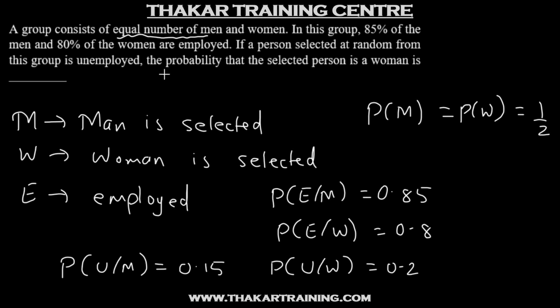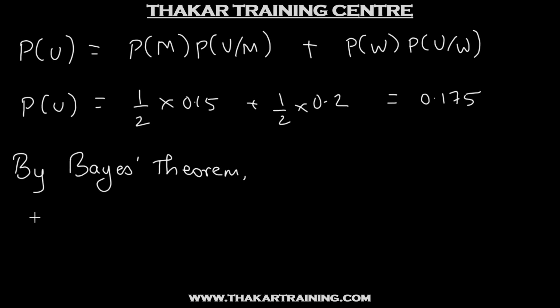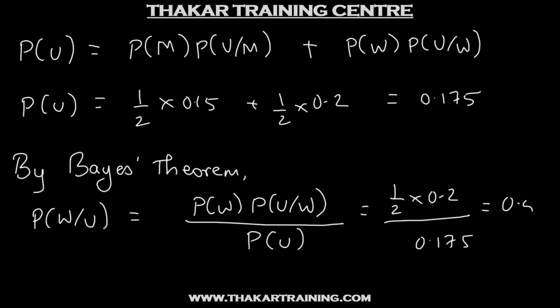Now we need to find out that given that the person is unemployed, what is the probability that the selected person is a woman. So we'll now apply Bayes' theorem. The probability that the selected unemployed person is a woman is the probability that a woman is selected and the selected woman is unemployed, upon the probability that the selected person is unemployed. So this is going to be how much? We get 0.57. So that will be the answer for this question.